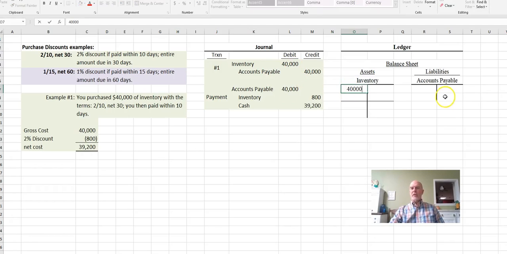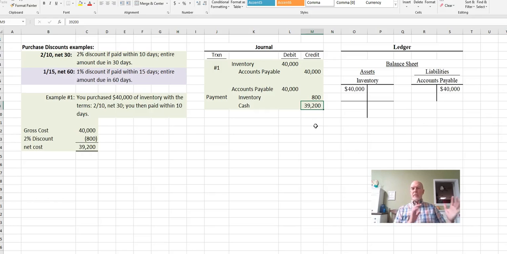And credit accounts payable. Now we know it was purchased on account because they're giving us terms to try to encourage us to pay early. If we pay cash, they wouldn't be doing that, of course. If we pay within 10 days, then we're only going to have to pay $39.2. So we're going to write a check to the vendor for $39.2, credit cash.